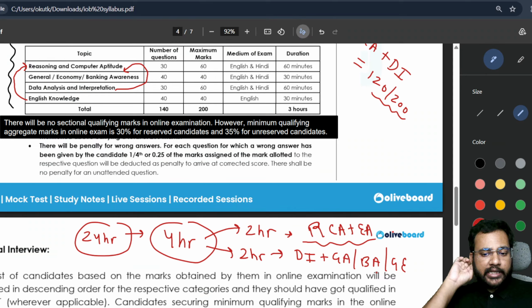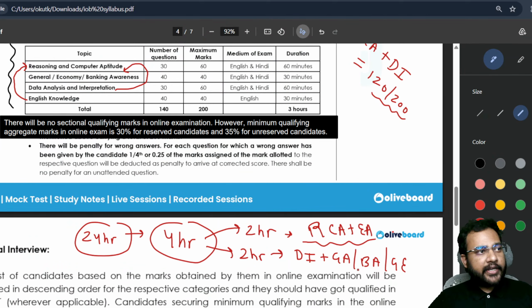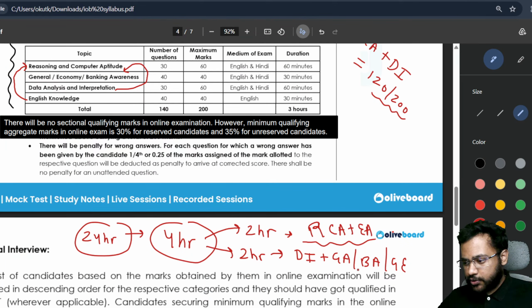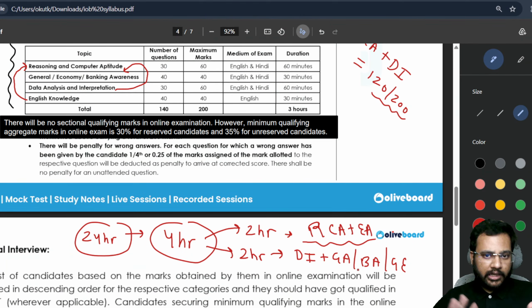GA portion and the banking awareness portion are not very thought provoking. There are certain statement based questions which might be trickier for you, but most of the practice questions that you are going to solve are going to be quite straightforward. So they are not going to be overwhelming for your mind, correct? Either you know the answer or you do not know the answer.